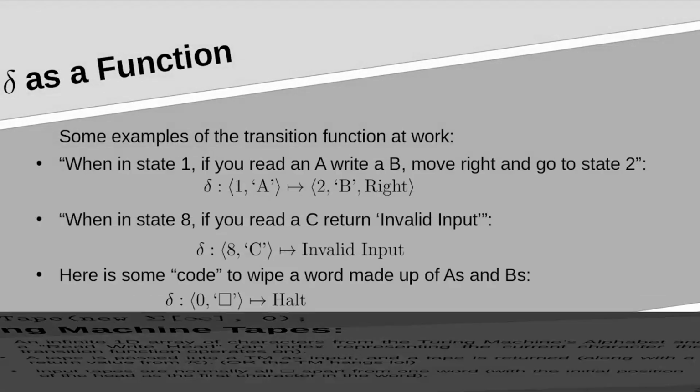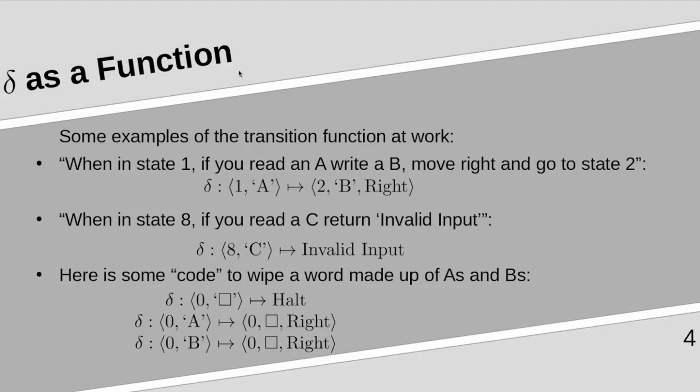So what is this transition function? What kind of mappings does it make? Well, something like if you're in state 1 and you read an A, then you'll write a B, move right, and then go to state 2 would be represented with this mapping below, as you can see. So it takes in a pair of a state and a character, that's 1 and A in this case, and it outputs a triple of a state, a character, and a movement direction, so that's 2, B, and right. So sigma of 1 and A is 2, B, and right.